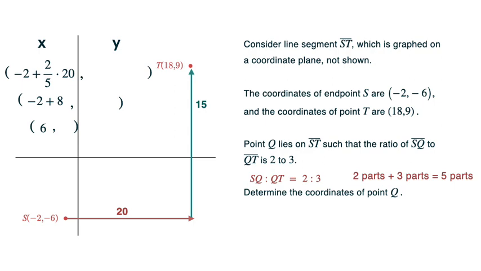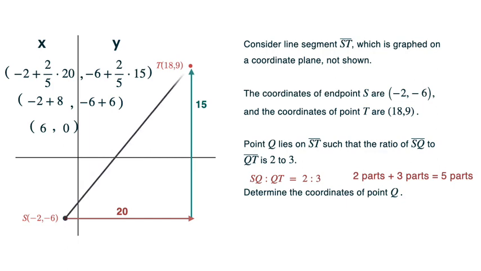Now let's determine the y coordinate of point Q. Starting with the y coordinate of point S, which is -6, I'm going up, so it's going to be -6 plus 2/5 of the vertical span between the two endpoints. 1/5 of 15 is 3, 2/5 of 15 would be 6, -6 plus 6 is 0. So we believe the coordinates of point Q are 6, 0.